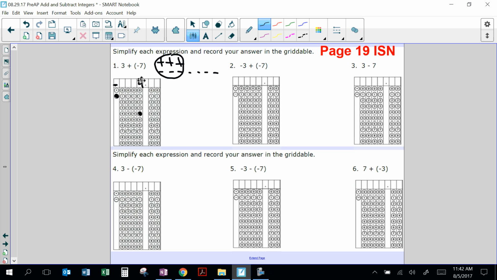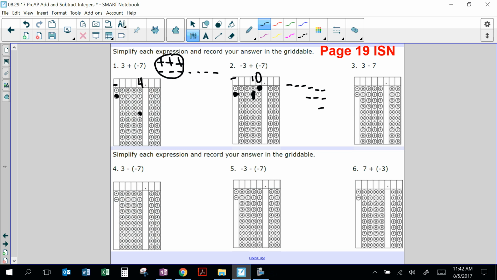Number 2, -3 plus -7. You're going to add 7 negatives to this picture. Do you see any 0 pairs here? No. So the answer is 1, 2, 3, 4, 5, 6, 7, 8, 9, -10. So another way to think about it, if I have 3 negatives and I add 7 negatives to it, I have 10 negatives in all.